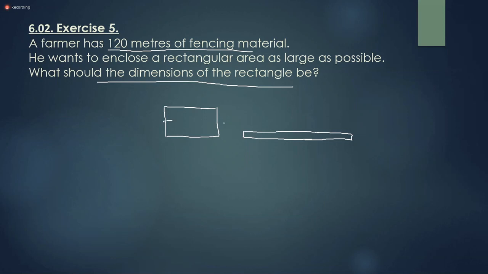Let's choose one side equal to x. Then the other side of the rectangle is half the perimeter, 60 minus x. So if one of the sides of the rectangle is x, the other side is 60 minus x. Now the area depending on x is width times length, which is of course 60x minus x squared.